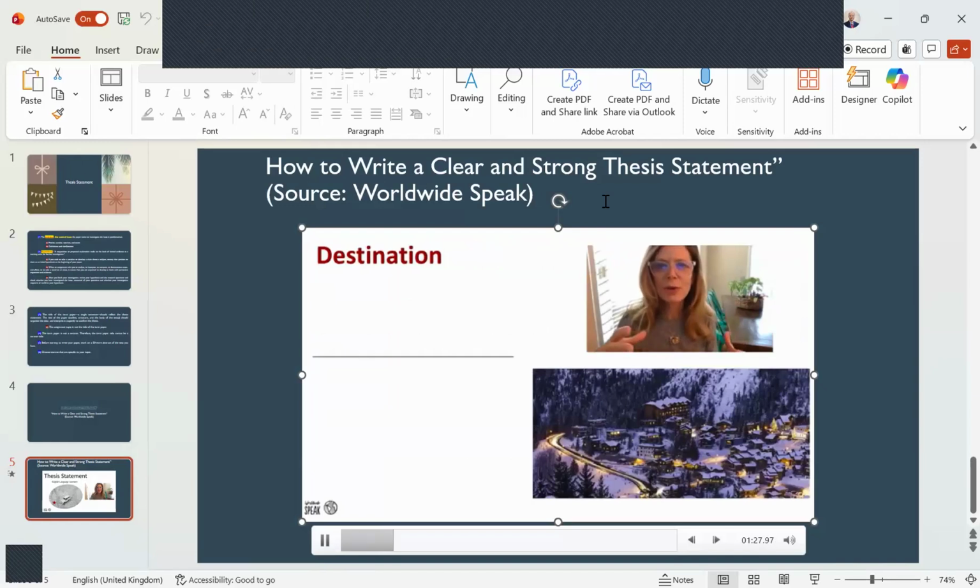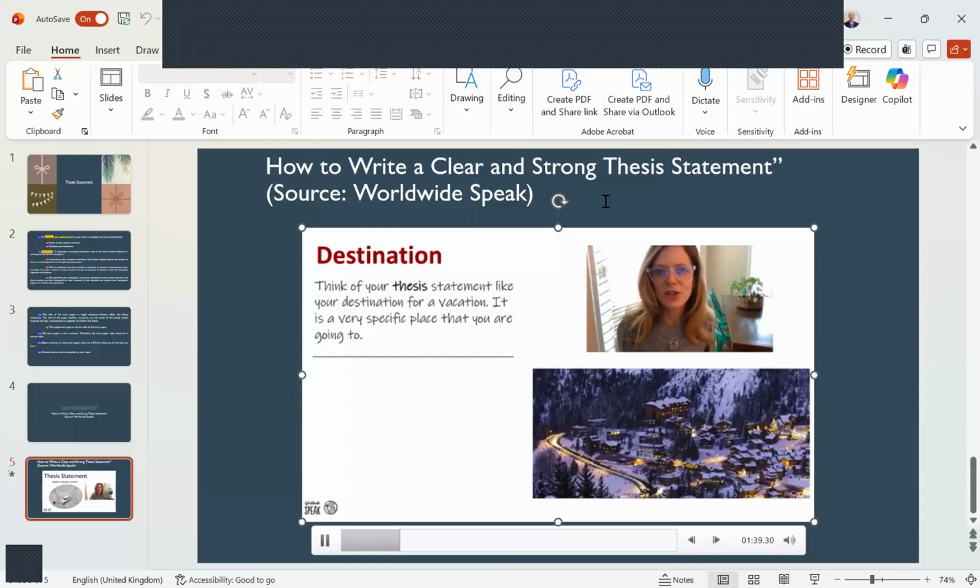All right, so when we talk about the thesis statement, one way I like to describe it to my students is for them to think about it like a destination for a vacation. You know exactly the very specific place that you're going to, and that's like your thesis. You know where you're going in your paper, right?